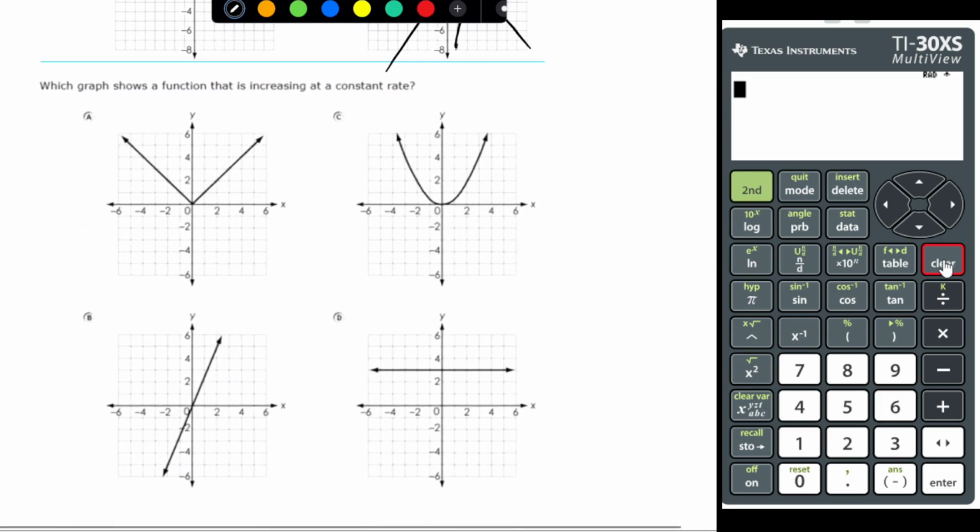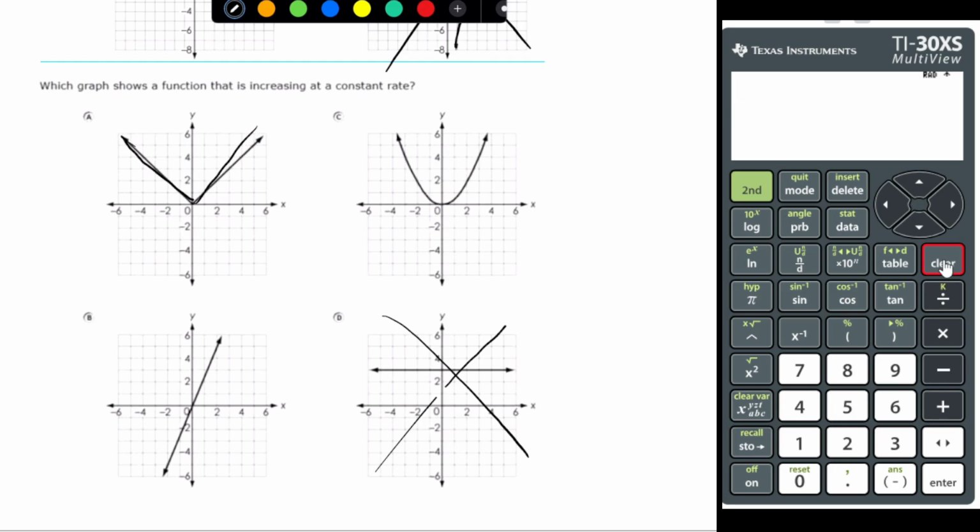Which graph shows a function that is increasing at a constant rate? Okay. D is not increasing at all. A, in fact, decreases first and then increases. C, in fact, decreases first and then increases. B is just all straight increase. And it's a straight line. So it's a constant rate. So it's B.